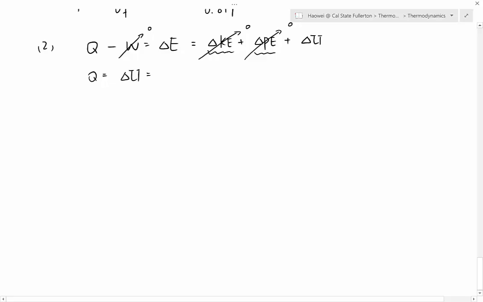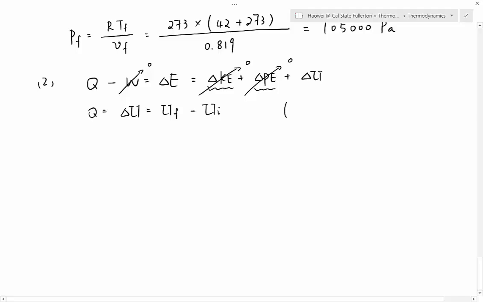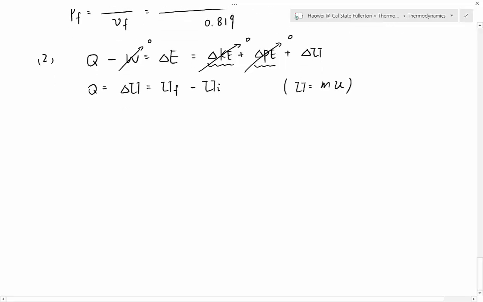And then delta means change. We always use final, so UF minus initial, UI. F means final, I means initial. Okay, let's continue. And let's recall what is capital U. Capital U is equal to mass times lowercase u, specific internal energy. So we can rewrite capital UF into final mass multiplied by lowercase uf minus capital UI initial. So be careful.